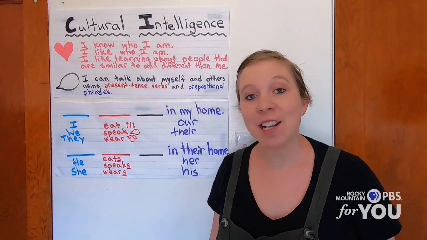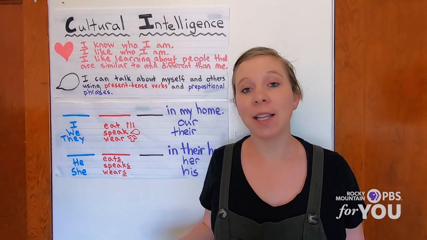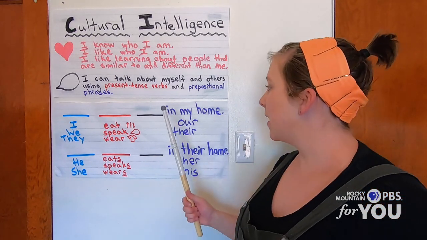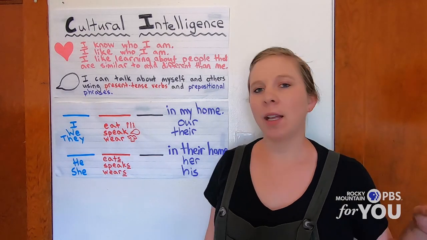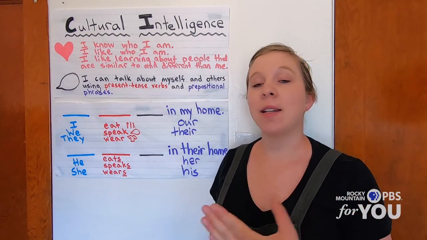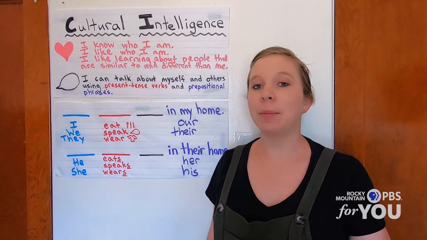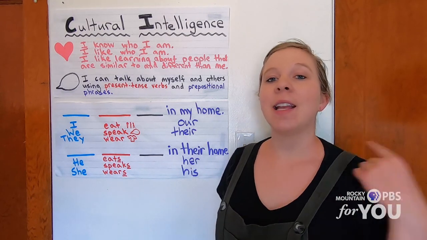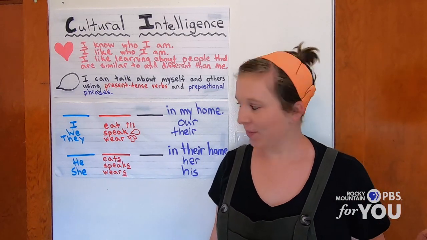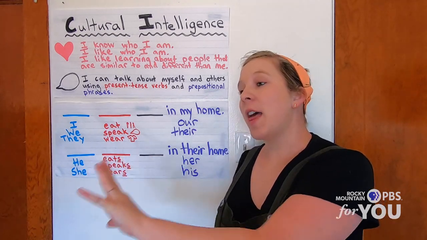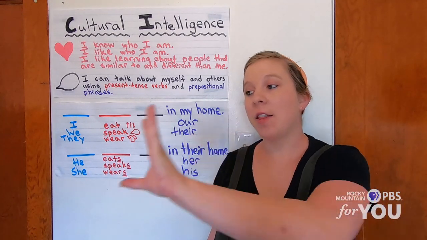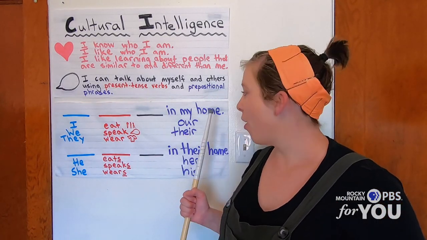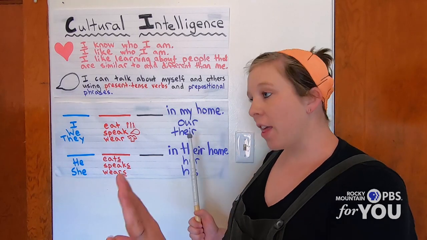Now, that phrase will change based on who we're talking about. If I'm talking about myself, I say in my home. If I'm talking about we, me and another person, or a group of people, I would say in our home. If I'm talking about them or they, another group of people, I would say in their home.